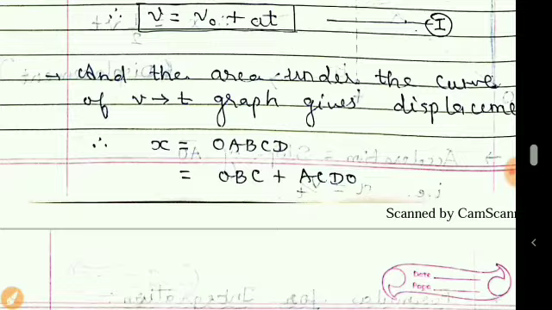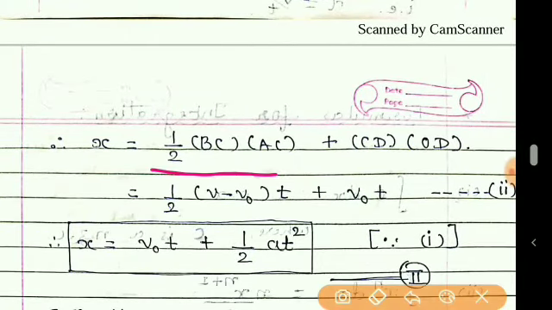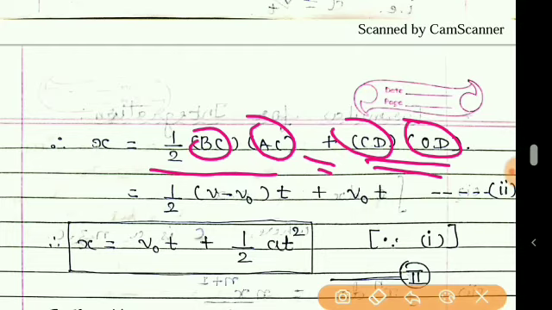Now the area of triangle ABC is half of BC into AC, plus the area of the rectangle, CD into OD. Students, when you do this calculation or mathematical part, at least take a rough notebook and draw that figure which I have drawn, so that you can easily make out what I am doing here. So the figure should be in front of you to understand this.